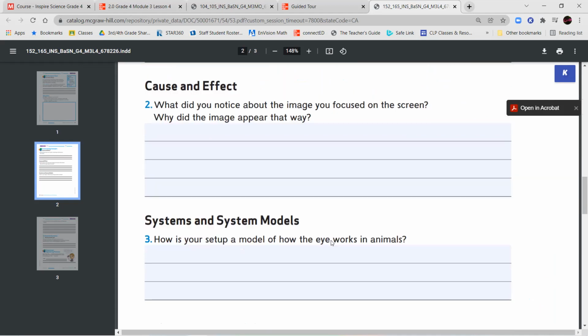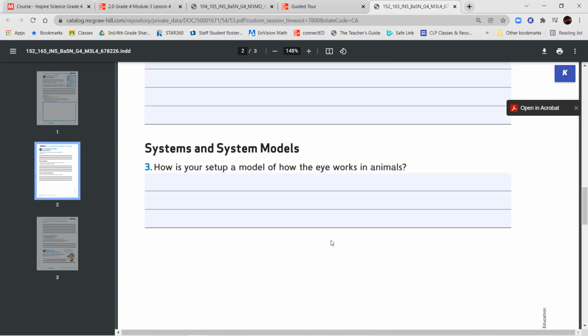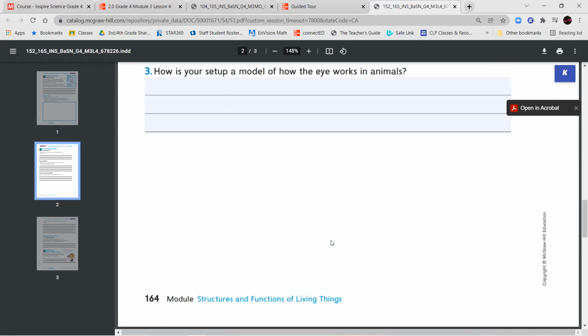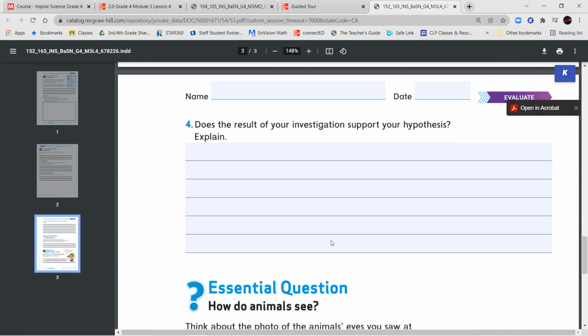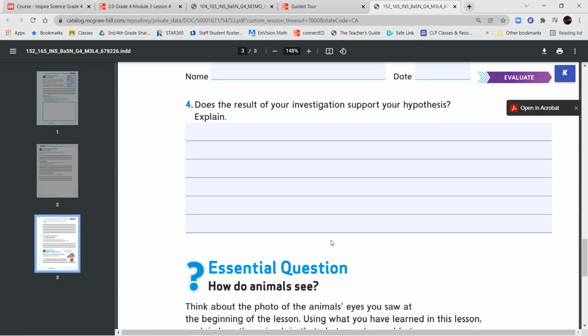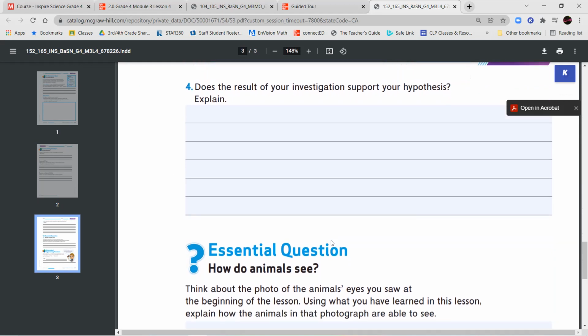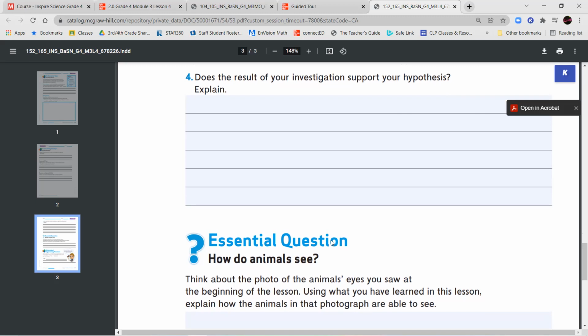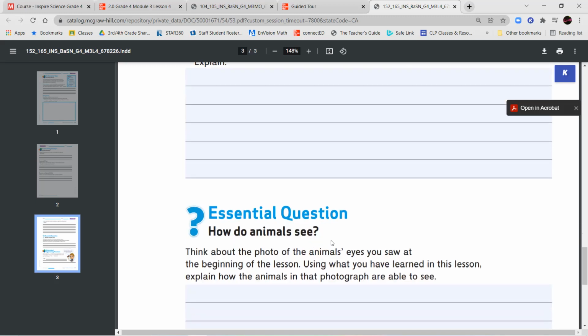Number 2, what did you notice about the image you focused on the screen? And why did the image appear that way? And number 3, how is your setup a model of how the eye works in animals? Number 4 asks, do the results of your investigation support your hypothesis? So did what you think happened actually end up happening? Yes, if it did, and explain why, or no, if it didn't, and explain why you think it didn't.